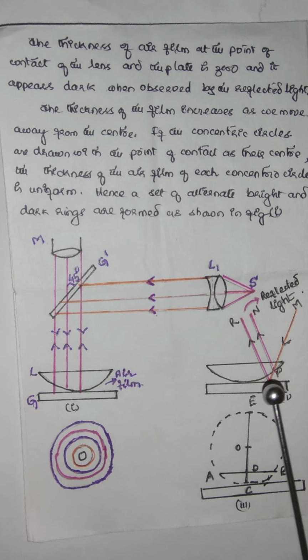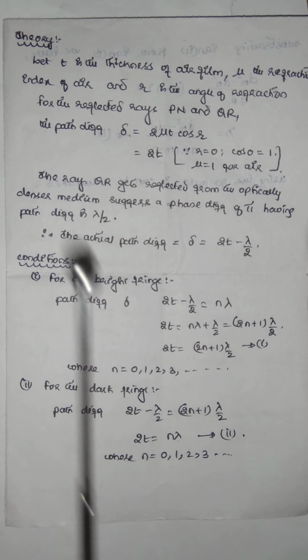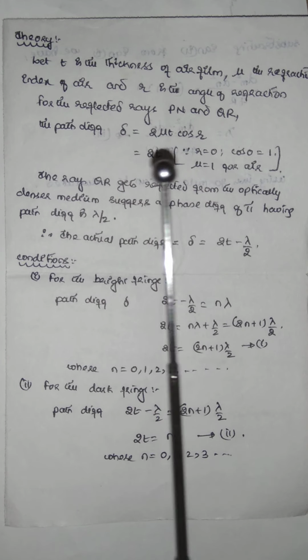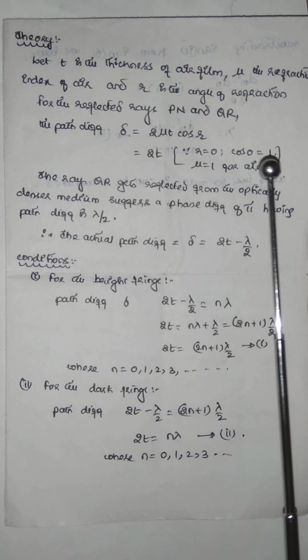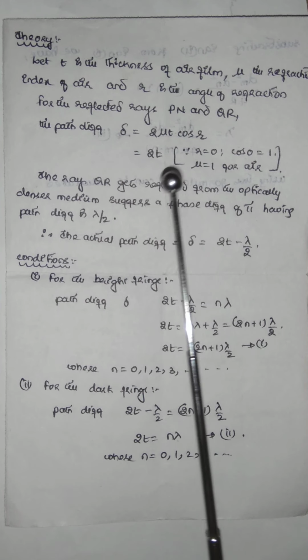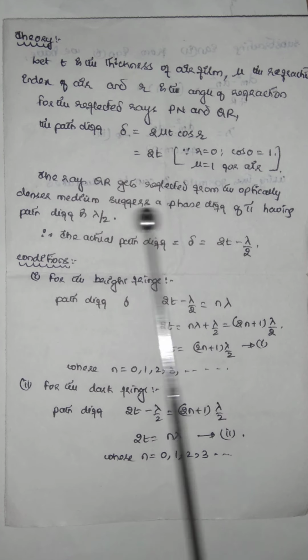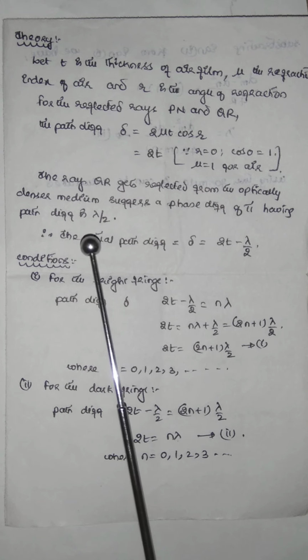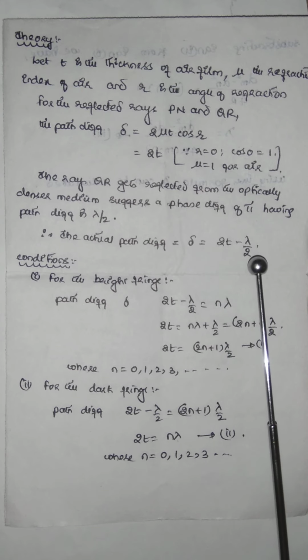As one of the rays reflected from the optically denser medium undergoes a phase change of pi, the path difference is lambda by 2. Therefore, the path difference between the reflected rays is delta equal to 2 mu t cos r. For normal incidence, r is equal to 0, cos 0 is equal to 1, and mu is equal to 1 for air. Therefore, this path difference is 2t. As one of the rays reflected from the optically denser medium suffers a phase change of pi, with path difference lambda by 2, the actual path difference is delta equal to 2t minus lambda by 2.